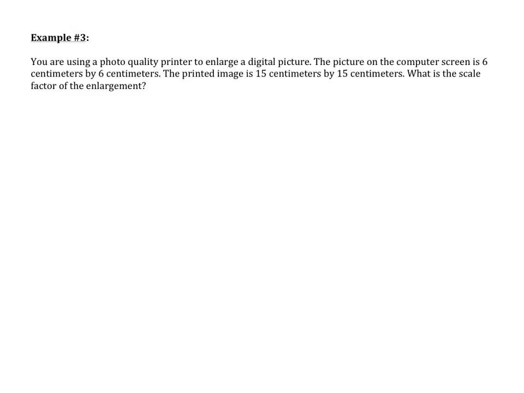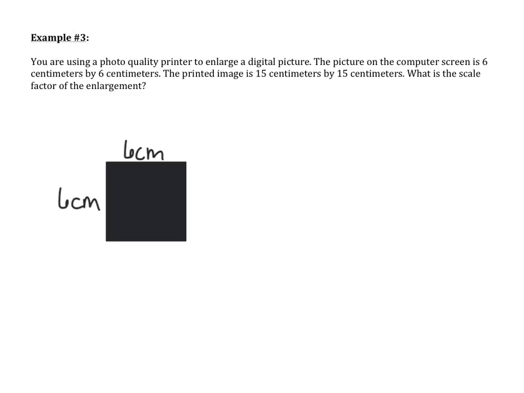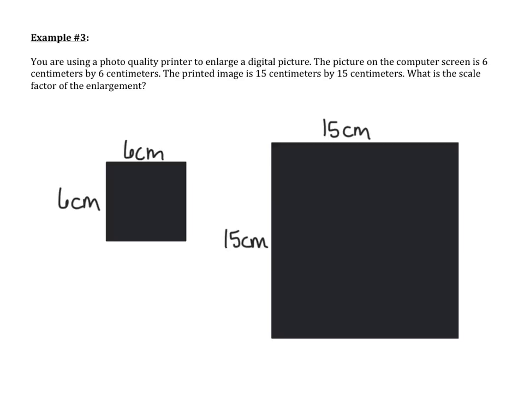So let's draw a picture. The original is 6 centimeters by 6 centimeters. The enlargement is 15 centimeters by 15 centimeters. And since I know that I'm enlarging the digital picture, I am going to have a scale factor bigger than 1.